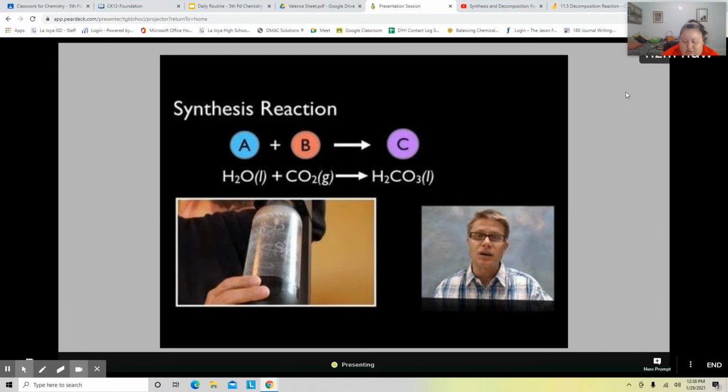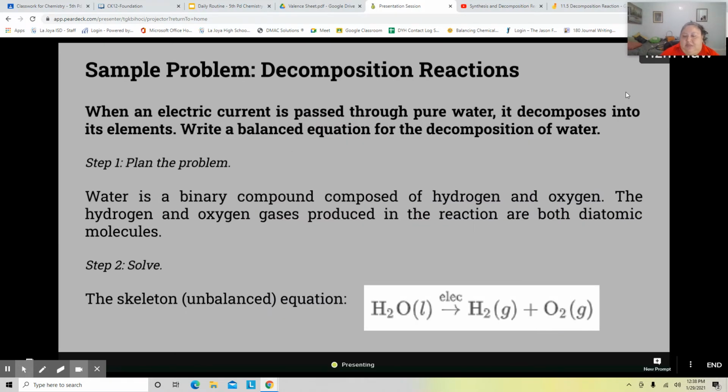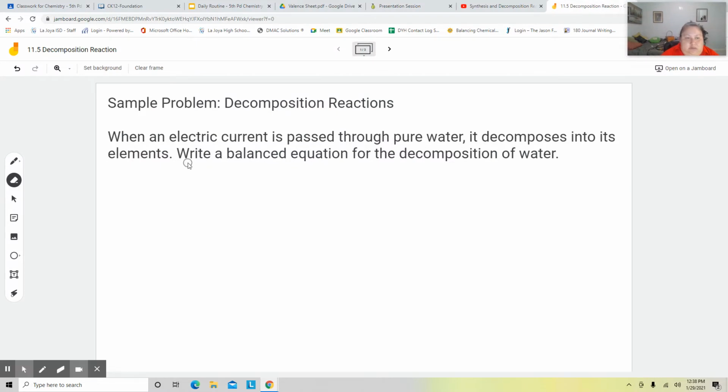Okay, so let's continue our presentation. All right, so we're going to start with a sample problem, which I already have on Jamboard ready to go. It says in our sample problem, when an electric current is passed through pure water, it decomposes into its elements. Write the balanced equation for the decomposition of water.